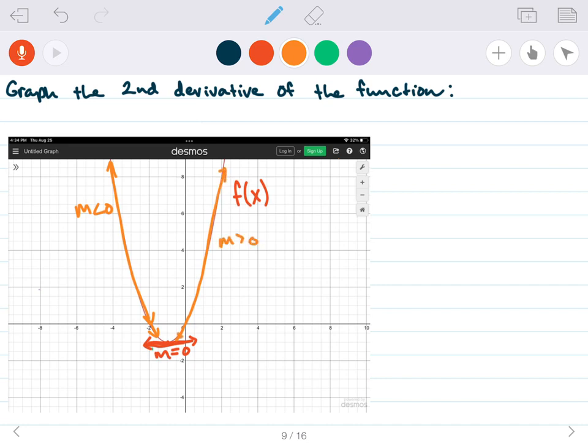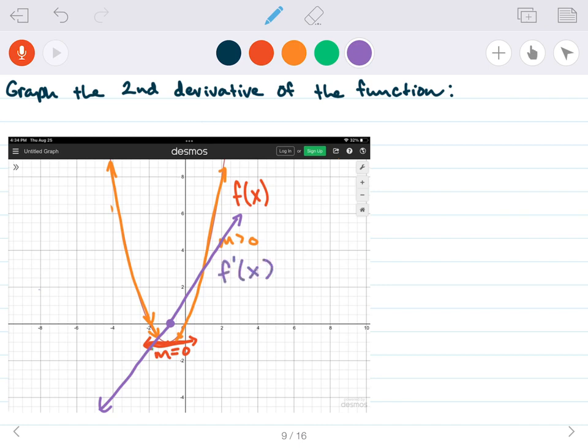So what does that tell me about my derivative? Well, that tells me that my derivative is going to start below the x-axis, and it should go through the x-axis right here, where the slope is 0. So it's going to be below the x-axis, and then it's going to just start climbing above the x-axis. All right, so this is going to be f prime of x.